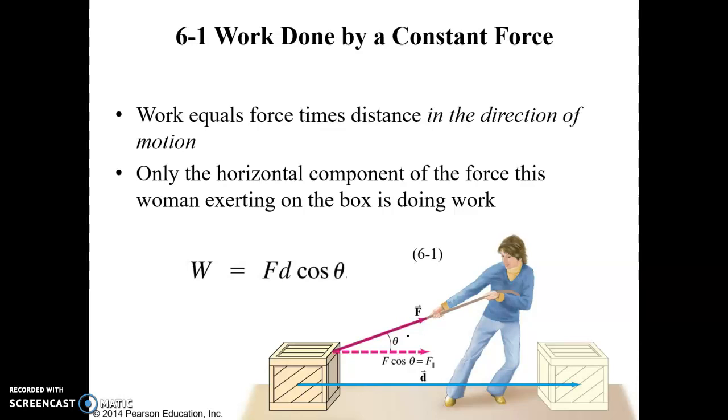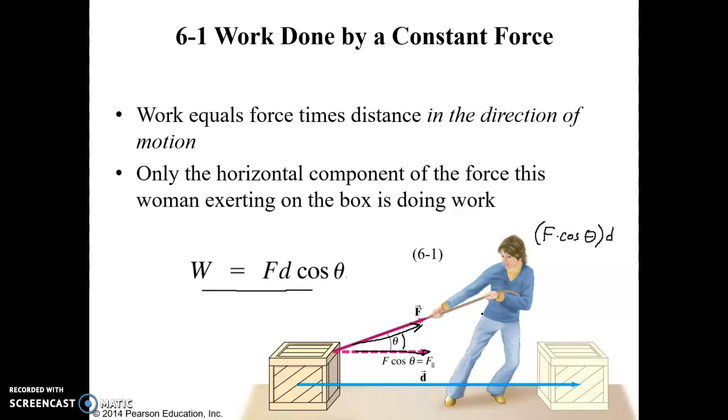Since she is pulling at this angle, if we wanted to know how much work she's doing, we would need to find the x component of the force vector that she's applying. We find the horizontal component by taking her force times cosine of theta, the angle she's making. If we take the horizontal component of her force and multiply it by the distance that the box is moving, that gives us work. That's where this formula comes from, F D cosine theta.